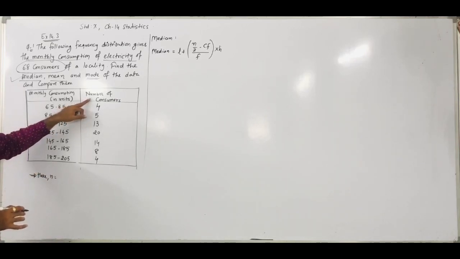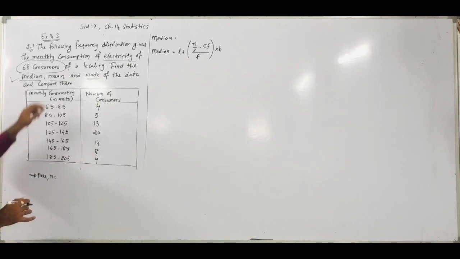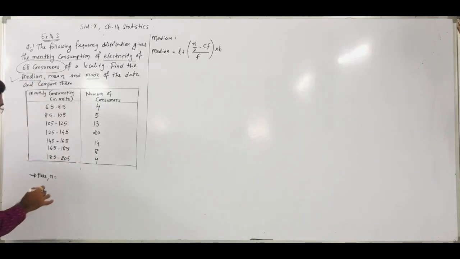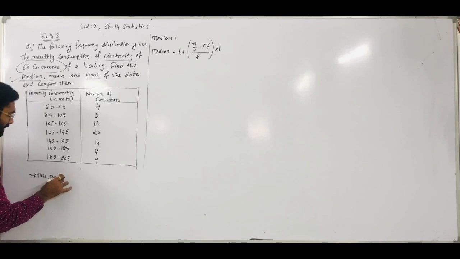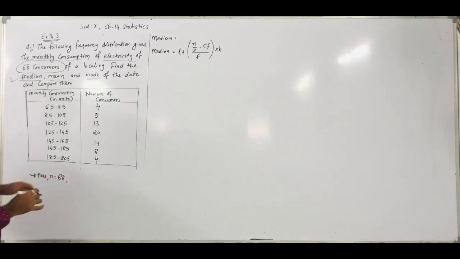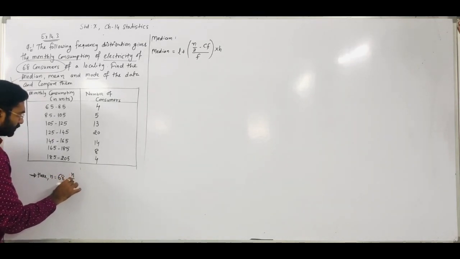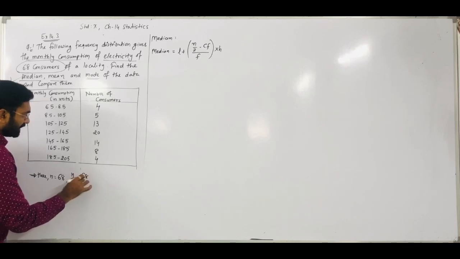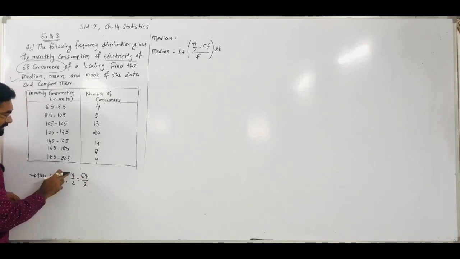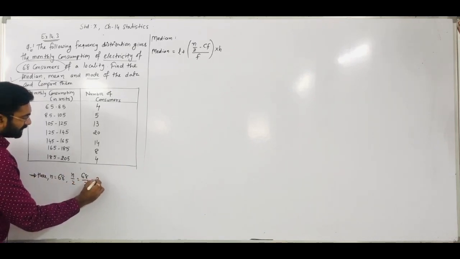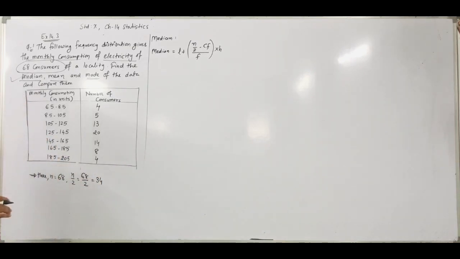How can we find it out? If you add all these frequencies, then you get 68, right? 68. Okay. So what is its n by 2 value? The n by 2 value is 68 divided by 2. N is 68, then n by 2 is what? 68 divided by 2. So we get 34.